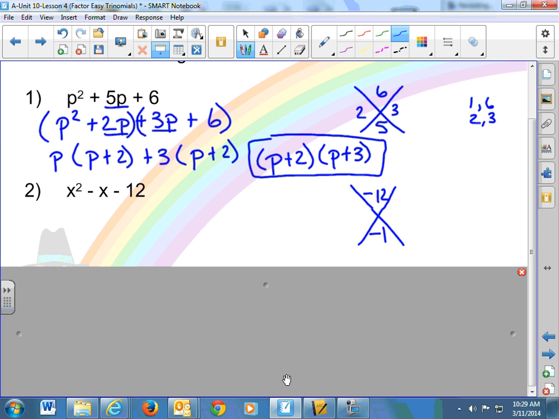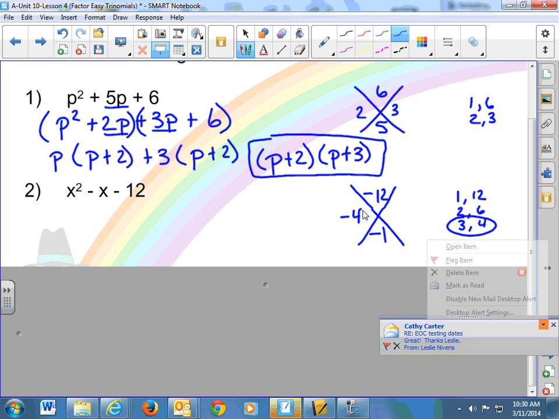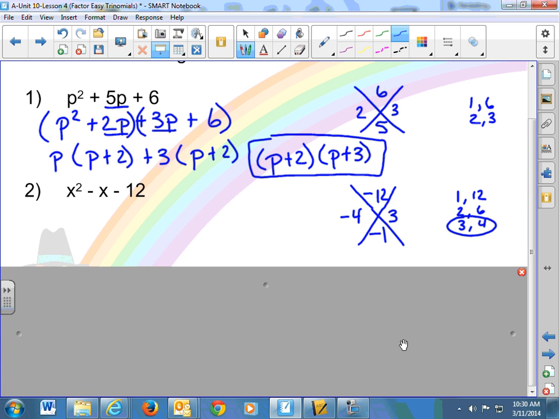So we could try 12 and 1, but that won't work. We could try 2 and 6. We could try 3 and 4. Well, I'm liking the looks of 3 and 4 because there's only a difference of 1. So which one's going to be positive and which one's going to be negative? Well, it would be -4 and +3. So we're going to split the middle.